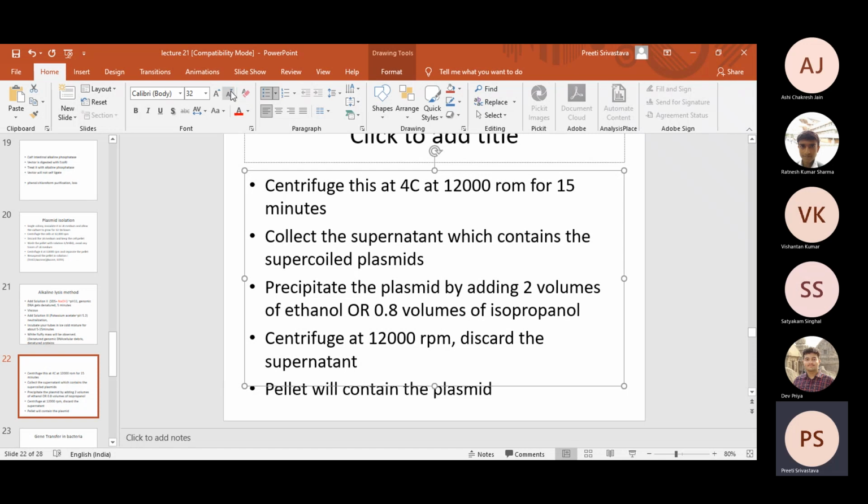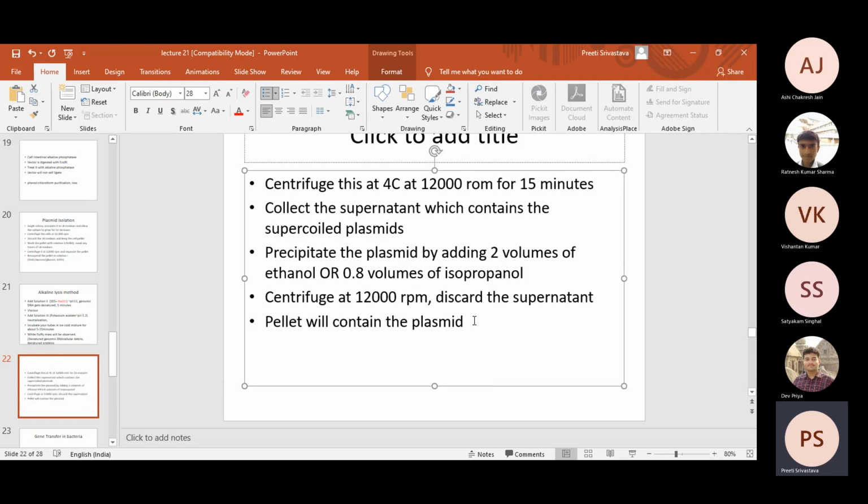Now if the pellet actually appears clear and transparent, then you know that your plasmid preparation is very pure. But when the pellet appears white in color, then that means there are some salts coming in. So we wash the pellet with 70% ethanol, and then again centrifuge and collect the pellet.